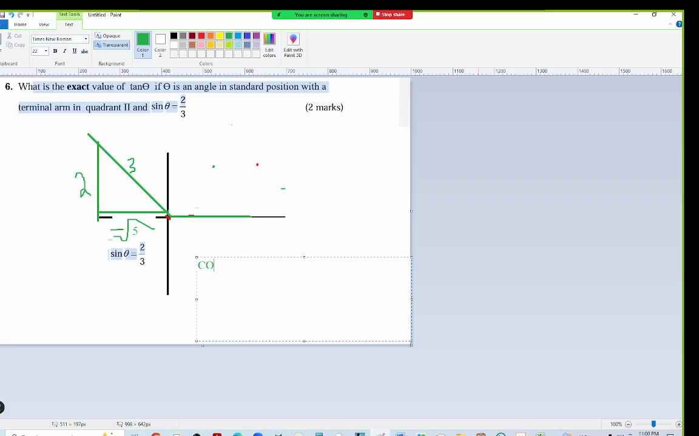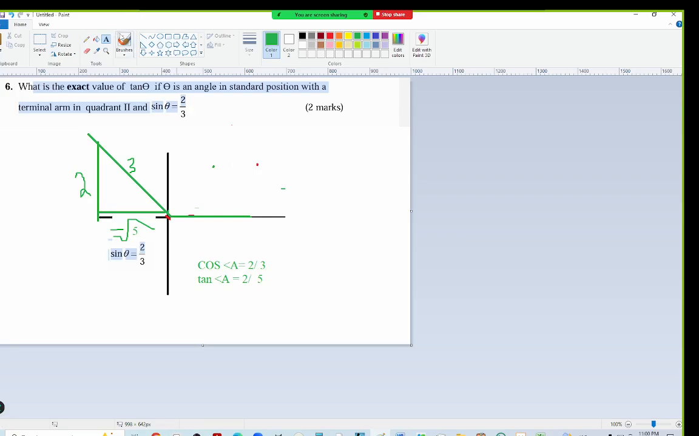Okay. Cos is CAH. What does CAH stand for? A over H, so 2 over 3. Yep, you got it. So cos of this angle, we'll just call it A. And tan is? 2 over square root of 5. Yep.